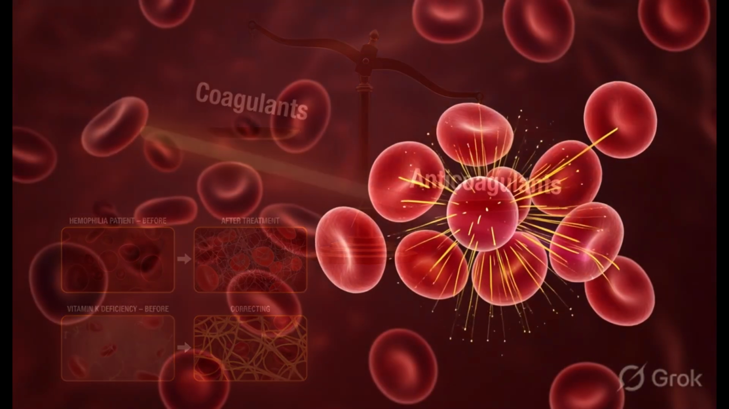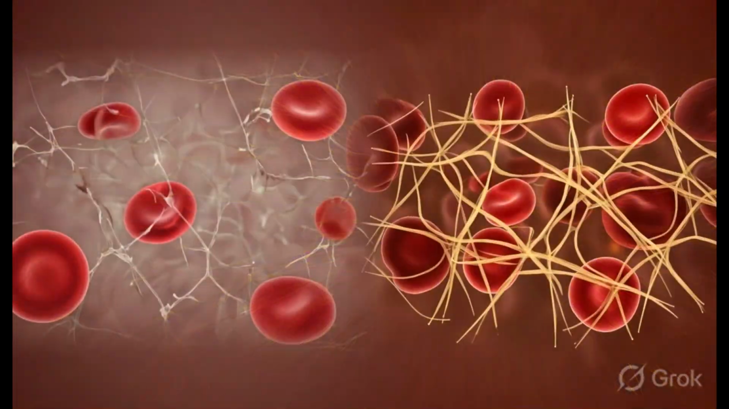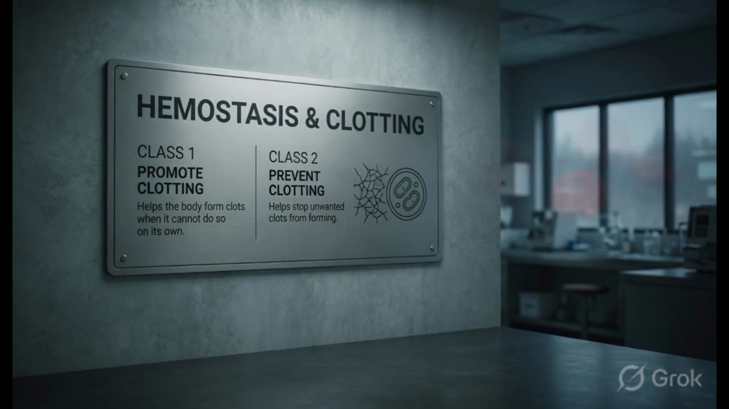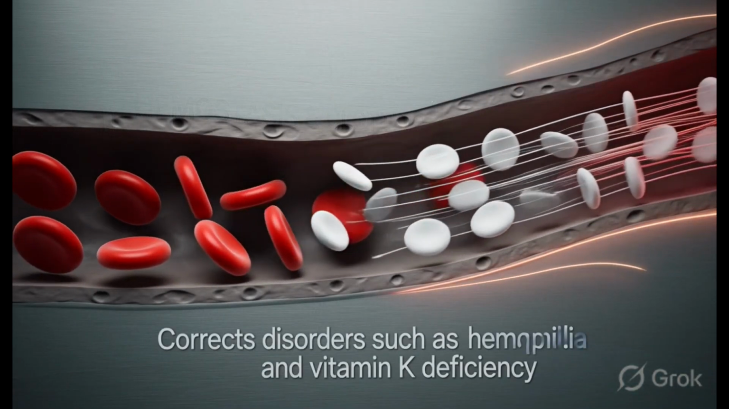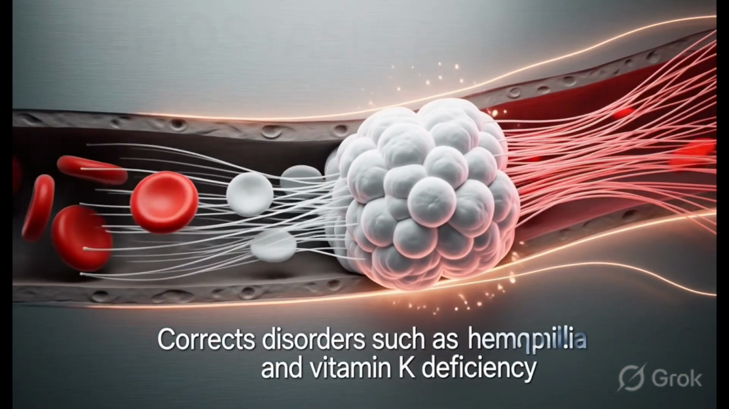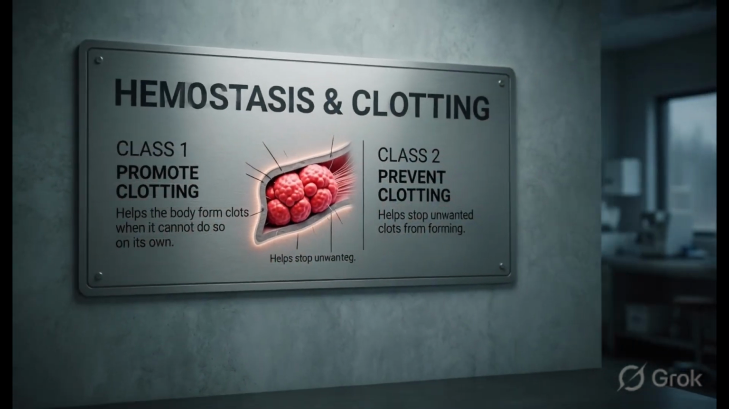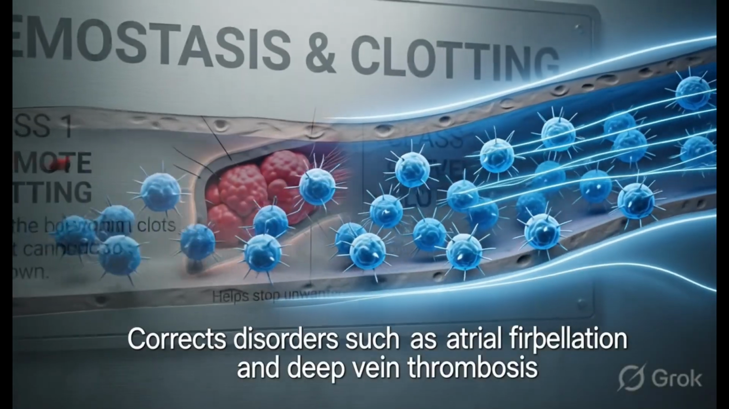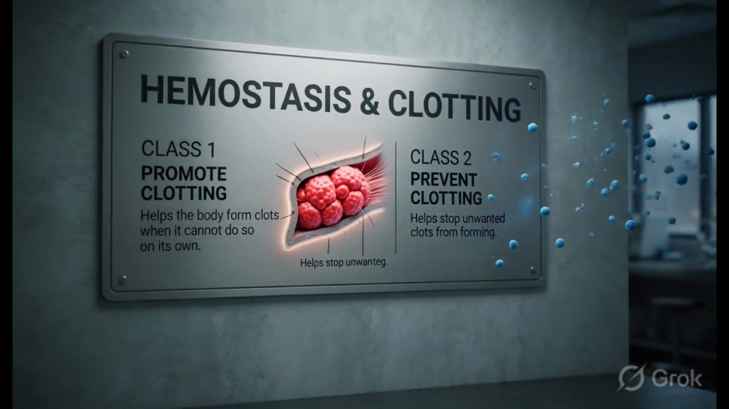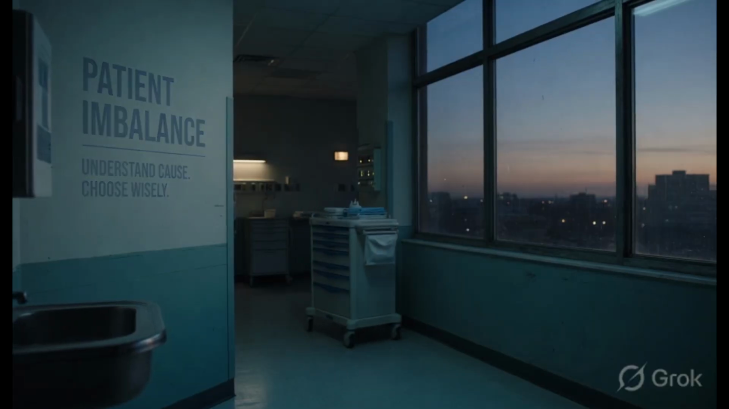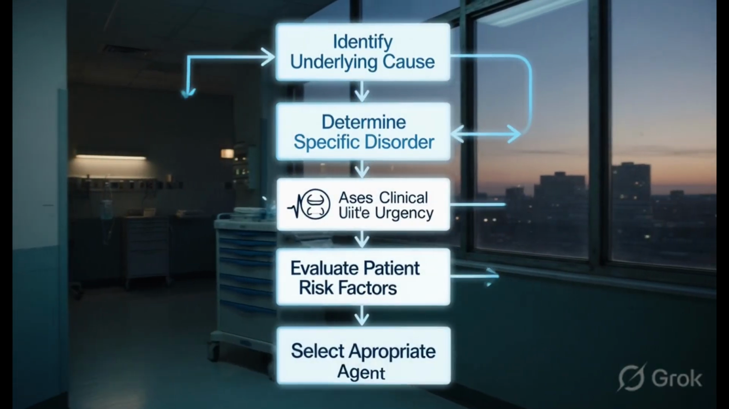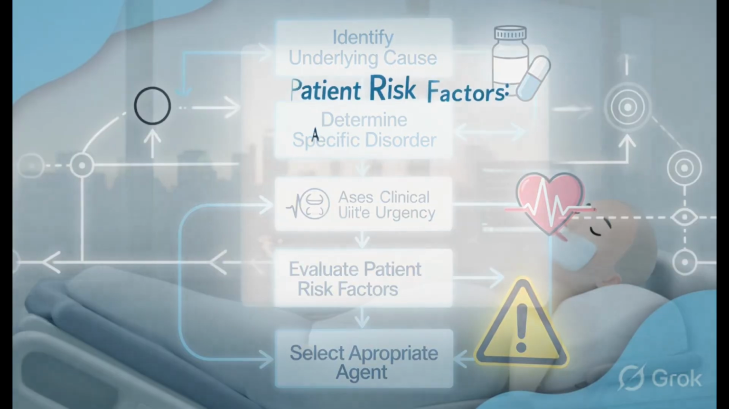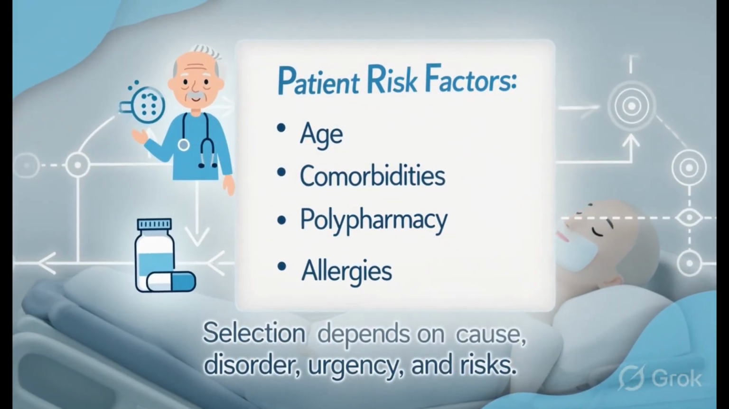Together, coagulants and anticoagulants represent the two ends of hemostasis regulation. One class restores or promotes clotting when the body cannot do so on its own, correcting disorders such as hemophilia and vitamin K deficiency. The other class prevents unwanted clot formation, correcting disorders such as atrial fibrillation and deep vein thrombosis. Selecting the correct agent depends on the underlying cause of the imbalance, the specific disorder being treated, the urgency of the clinical situation, and the patient's individual risk factors.